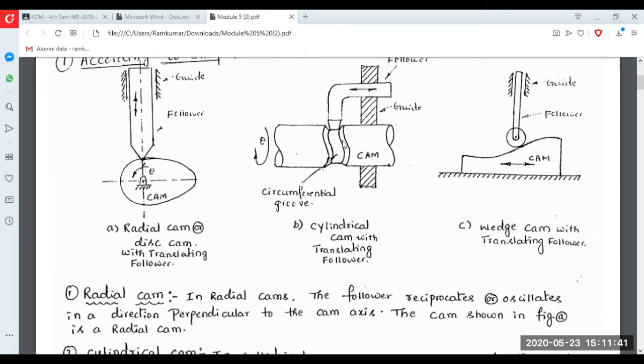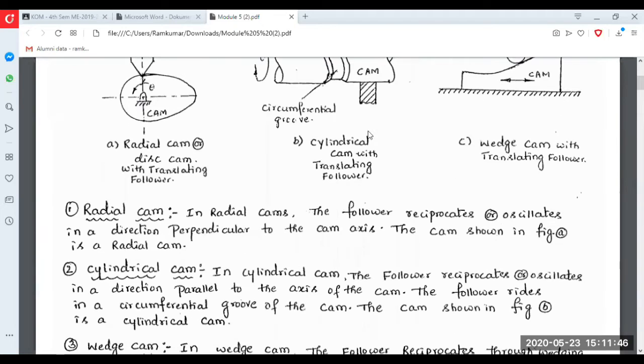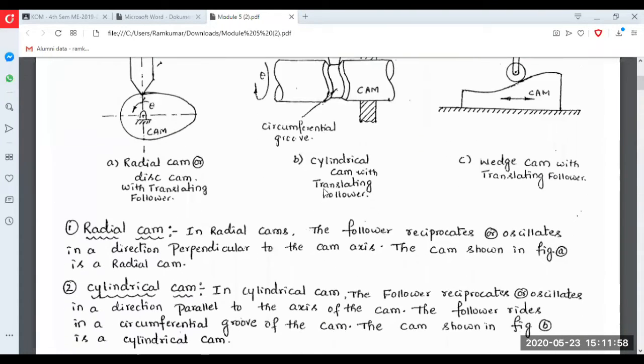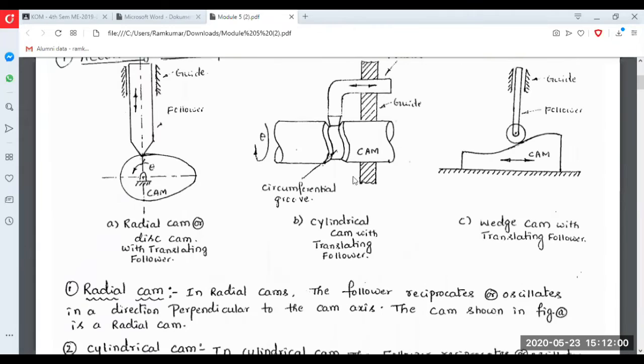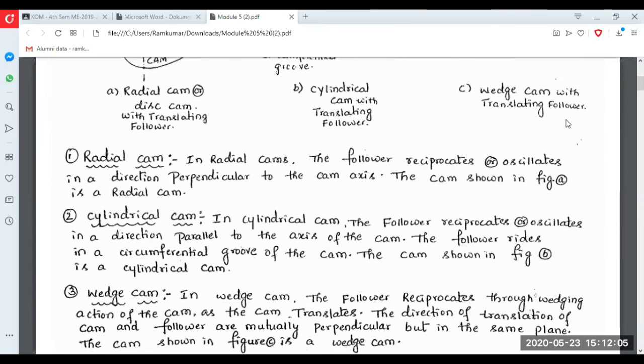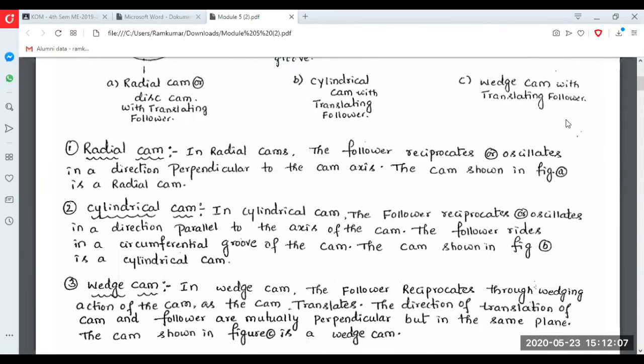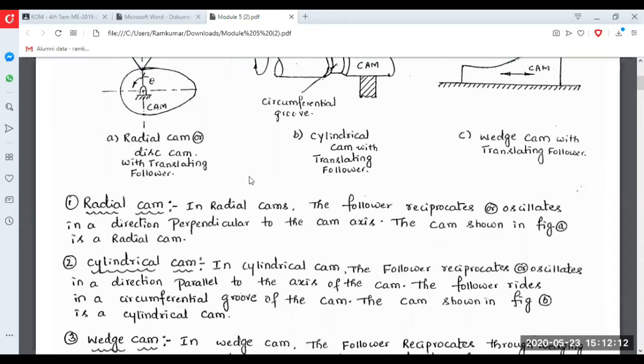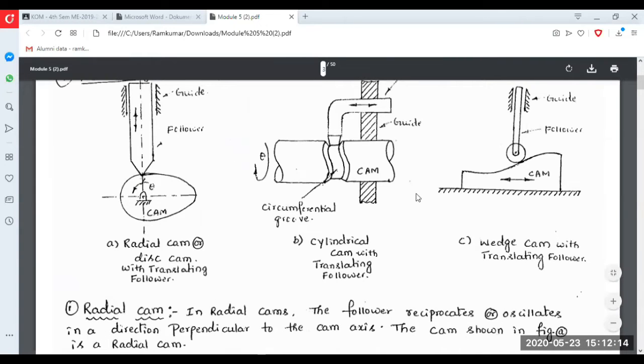And you have a cylindrical cam. The cam is in the shape of a cylinder. In a cylindrical cam, the follower reciprocates or oscillates in a direction parallel to the axis of the cam. So this is the axis of the cam, and parallel to the axis of the cam, it will oscillate or reciprocate. Next, you have the wedge shape cam, where there is a roller which rolls over the wedge shape. So these are the different types of cams according to the shape. According to the shape, you have three different types.